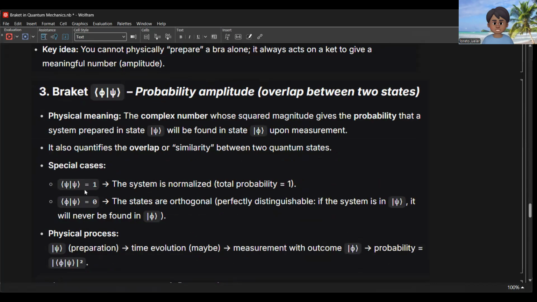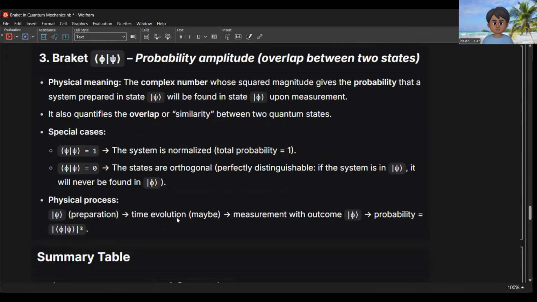So we have the special cases. When this one is one, the system is normalized; total probability is equal to one. When this one is equal to zero, the states are orthogonal, perfectly distinguishable. So if the system is in state psi, it will never be found in the state phi. Then we have the physical process: the preparation, time evolution, and maybe measurement with outcome phi. So we have the probability equal to the square of the absolute value of the bracket of phi and psi.